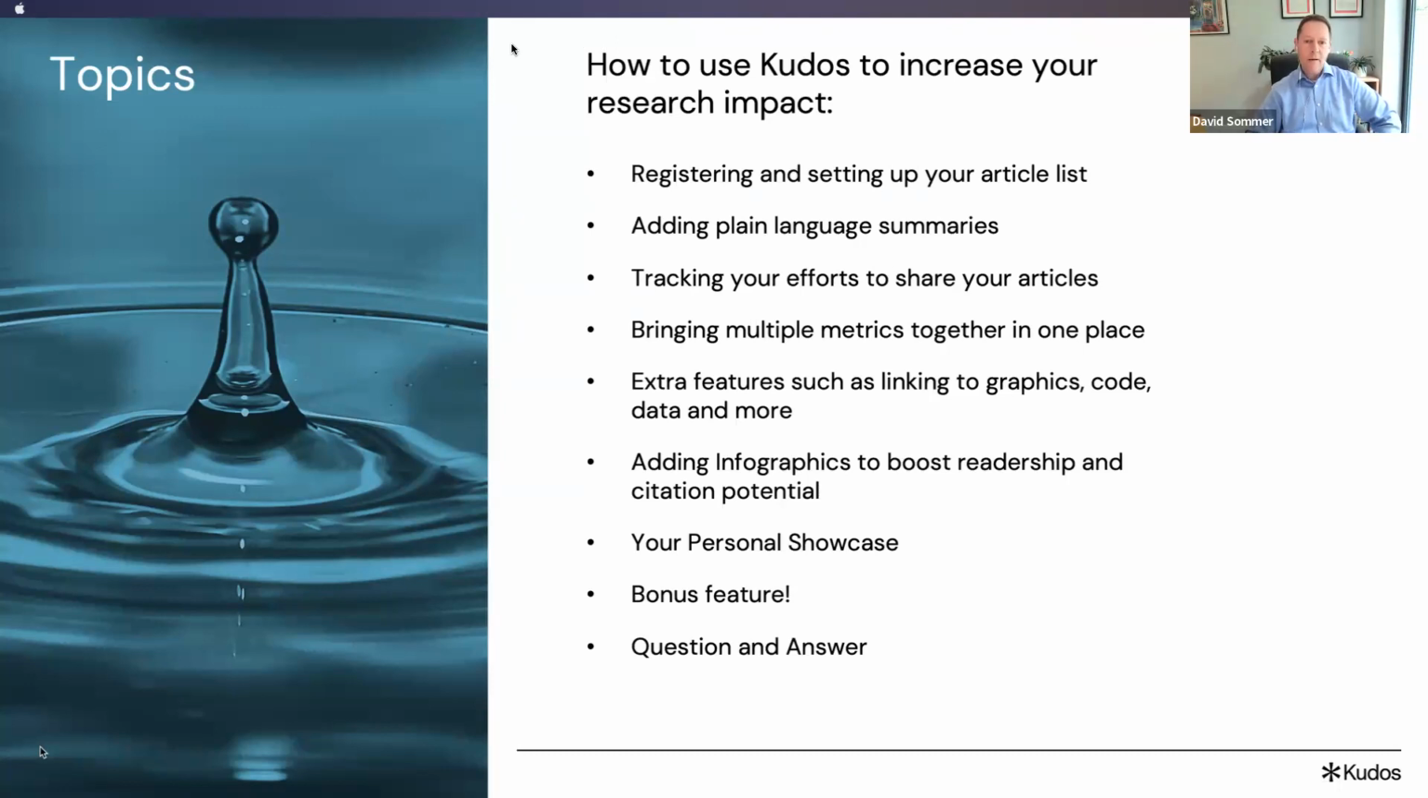So over the next 30 minutes or so, I'm going to cover the basics of setting up your account, adding your article lists, and then using stories to really tell the story of your research through plain language summaries. I'll talk about how you can share and communicate about your research across multiple channels, online and offline, and how we bring together all of the different metrics that you might be interested in one place to save you time. And then I'll also cover some of the additional features available, such as adding resource links, data sets, images, videos, and infographics, and also I'll be showing you your personal showcase, which is a new feature. We also have a bonus feature for you right at the end, so look out for that. And then we'll do the questions at the end.